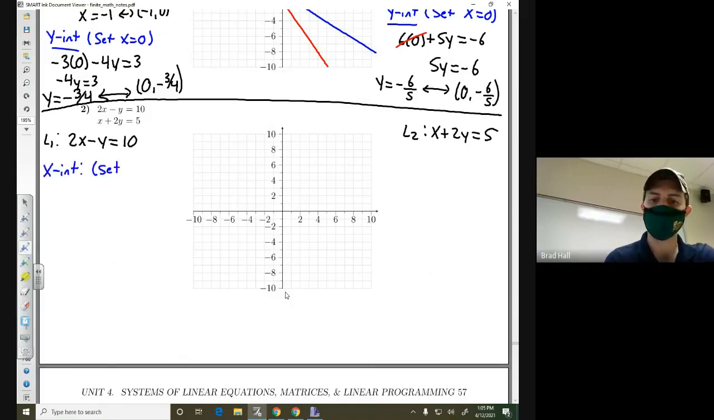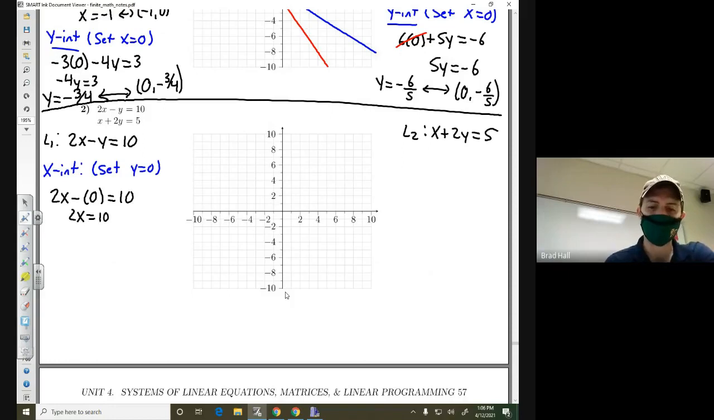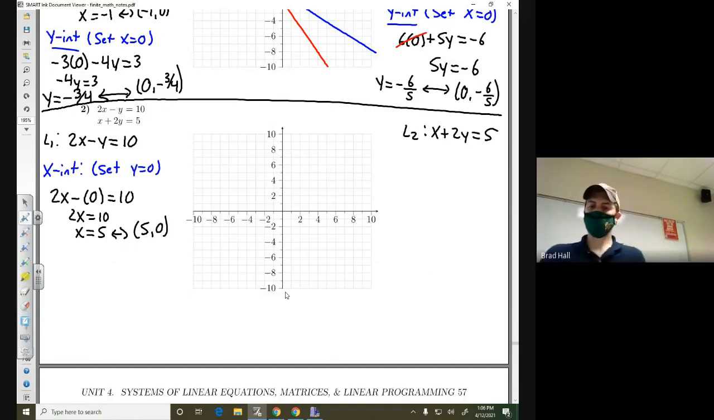In the x-intercept, we set y equal to 0. This is 2x minus 0 is equal to 10. Simplifies very nicely. 2x is equal to 10, and thus x is equal to 5. Which gives us the ordered pair, 5, 0. From here, we go ahead and plot 5, 0 right there. Let's figure out the other points.